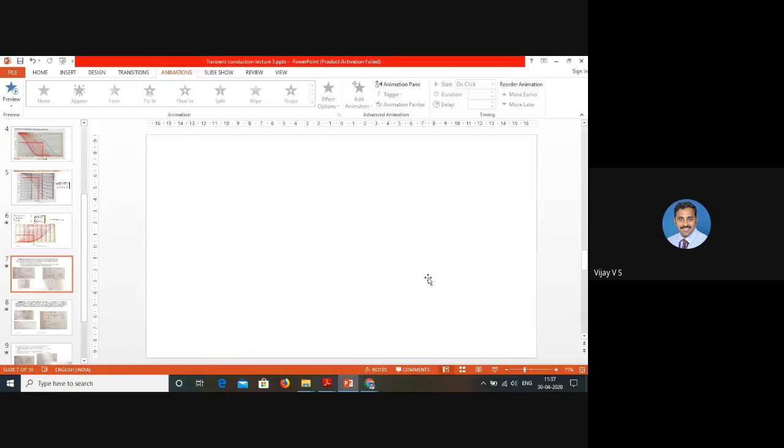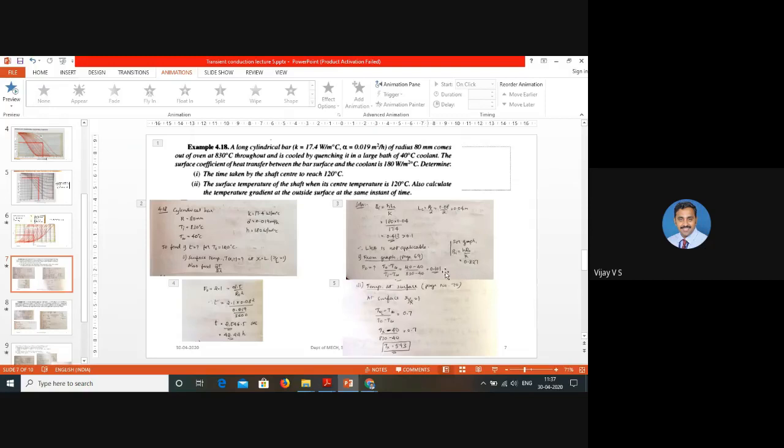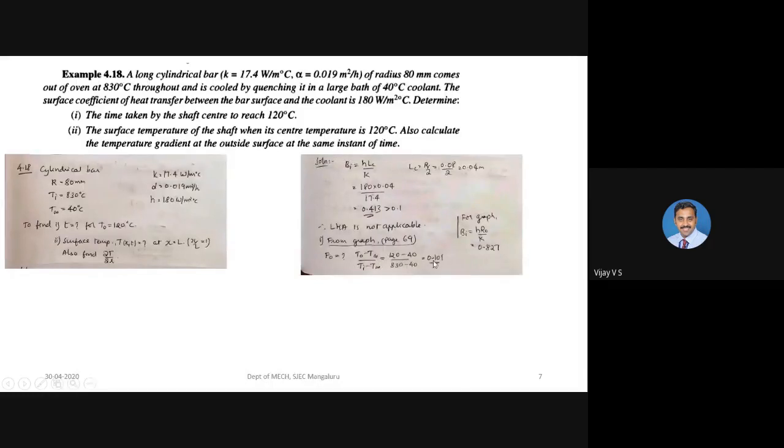From the graph, the Fourier number I get is 2.1. Now Fourier number is nothing but alpha t by r naught square. I have to calculate time. So Fourier number I know, radius I know.